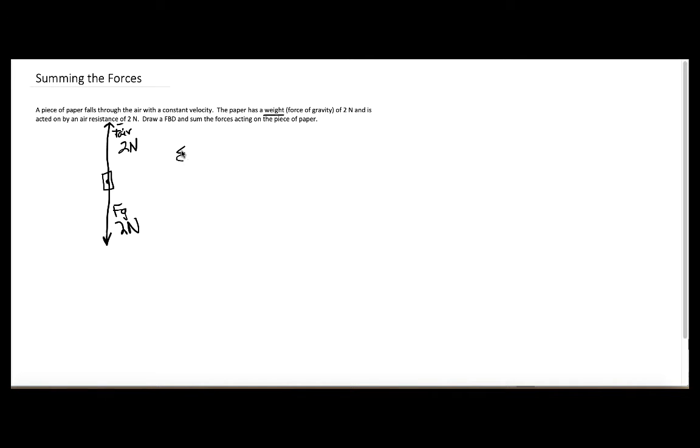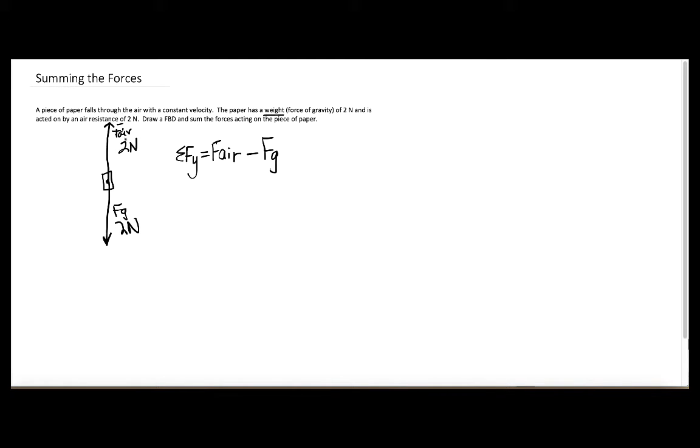This little symbol is sigma. It's the Greek letter sigma, and it just means the sum of. So the sum of the forces in the y direction acting on this piece of paper. Air resistance is in the up direction, so we'll call that one positive. And the force of gravity is going down, so we're going to subtract that because they're in opposite directions.